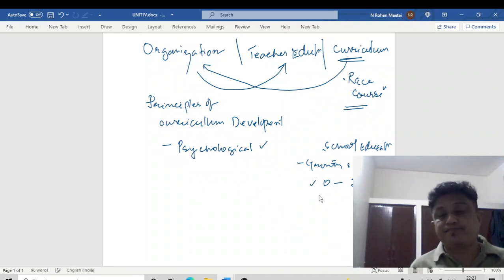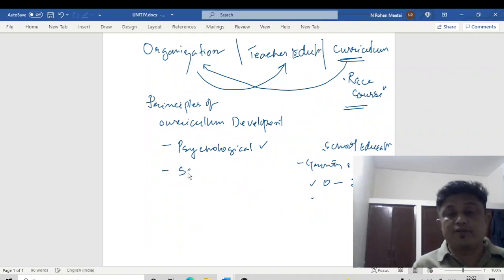Like that, in terms of moral development, we can refer to Kohlberg. In terms of psychosocial development, we can refer to Erikson. In terms of psychoanalytical development, we can refer to Freud, Sigmund Freud. Like that, lots of things are there to be kept in mind as a basis at the time of curriculum development.